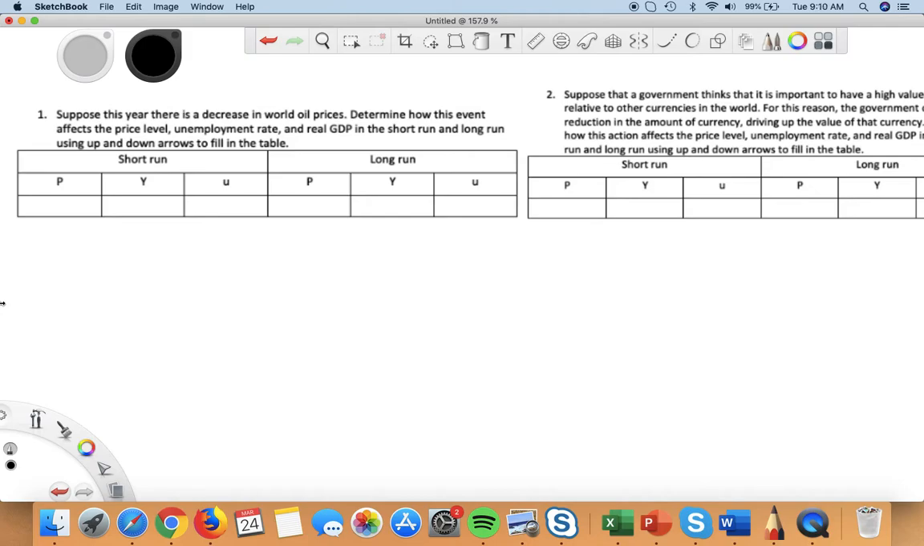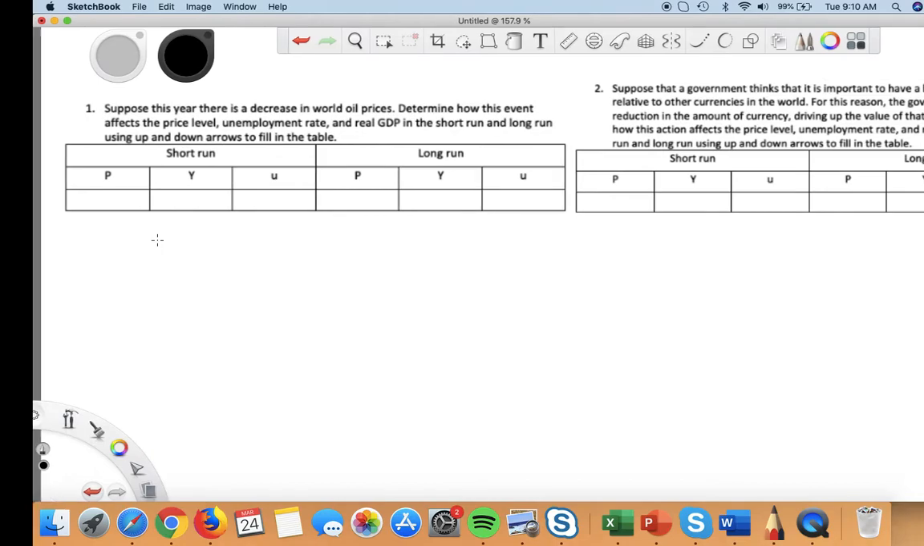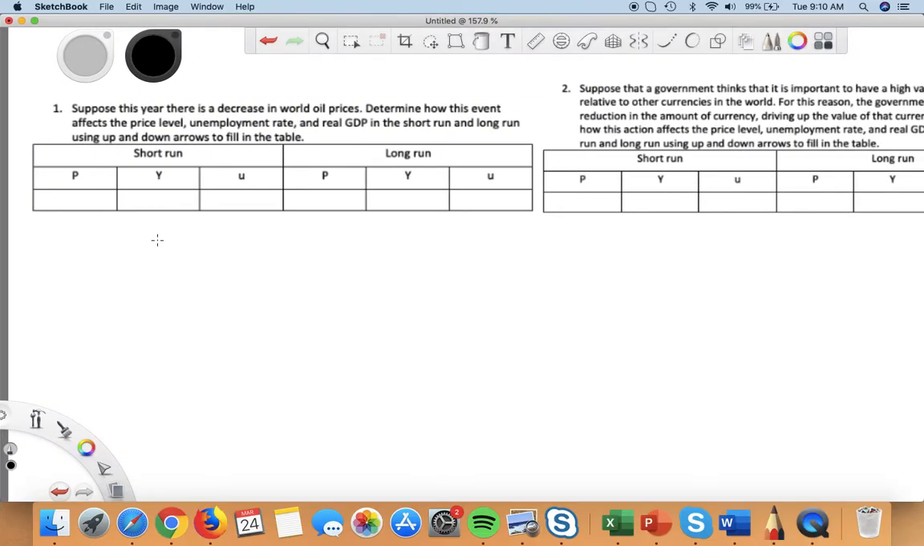So the first step when we're solving one of these problems is going to be begin with the model and long-run equilibrium. So we're going to sketch the long-run equilibrium here before I even read this problem. Long-run equilibrium, we're going to start with our axes. We've got P for price level up here. I have Y for real GDP here.